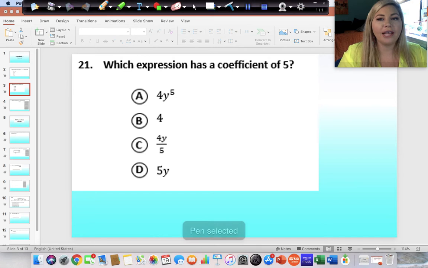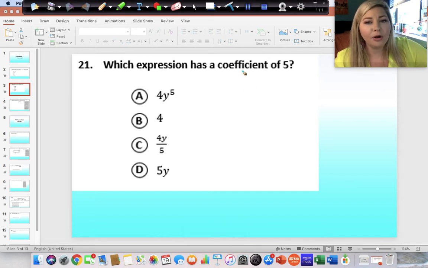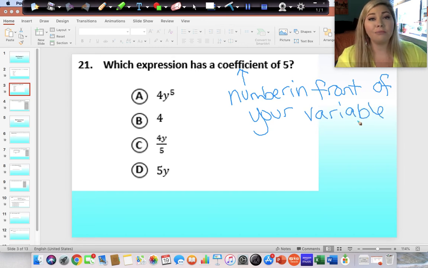Which of the following has a coefficient of 5? Remember, the coefficient is just a number in front of your variable. And a variable is simply a letter in math. It's a letter that stands for an unknown number.